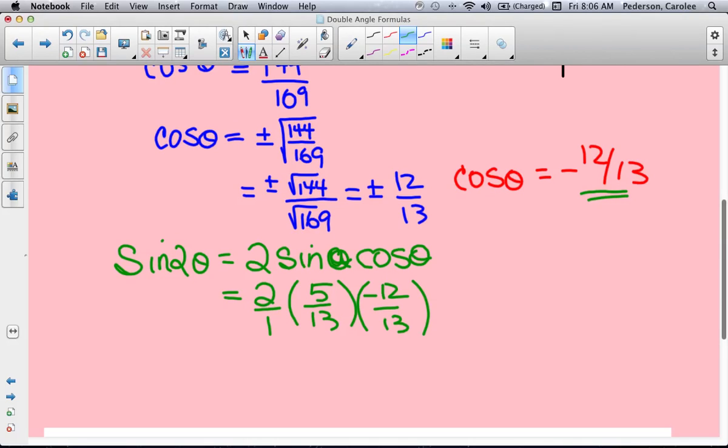And let's multiply across. So you multiply those numerators first, so 2 times 5 times negative 12 is negative 120. And then 1 times 13 times 13 is 169. So the sine of 2 theta is negative 120 over 169.